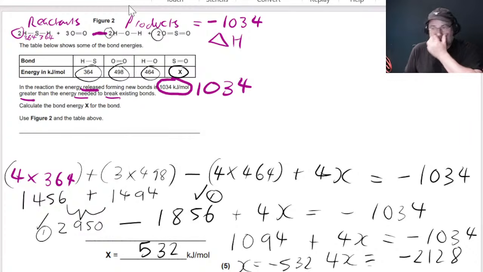We got the answer. So we're going to do 2128 divided by 4, bish bash bosh. Okay. Yeah, energy's released, so it's exothermic. We know that's why that was minus 1034, because energy was released.